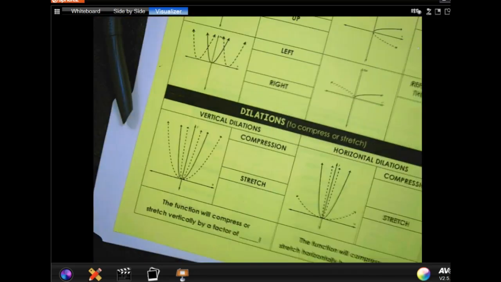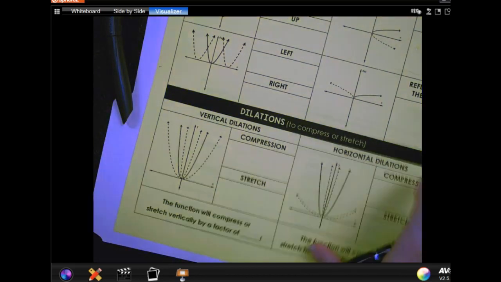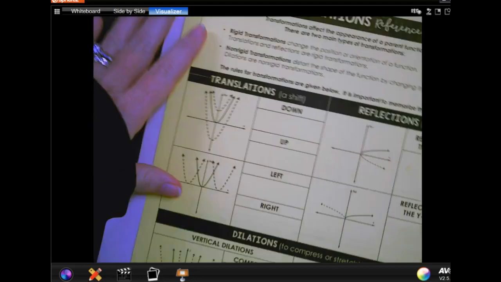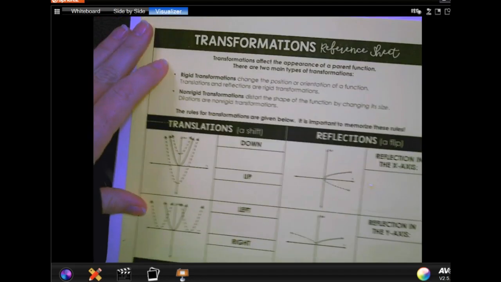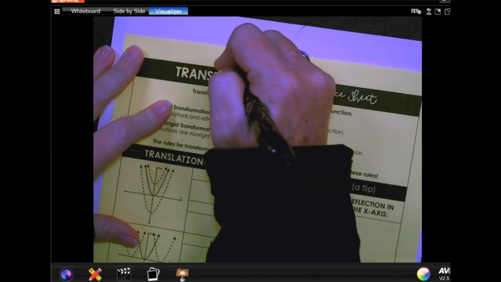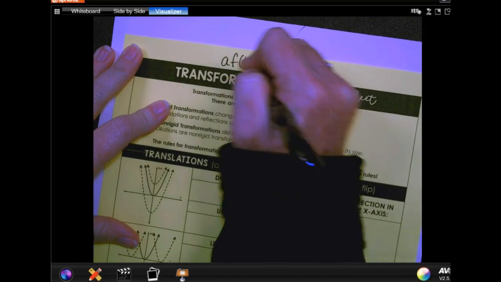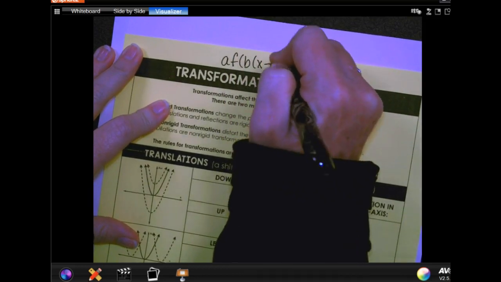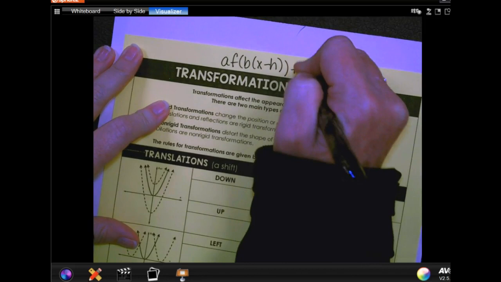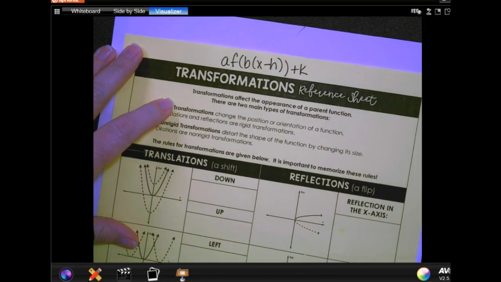So I'm going to start on the yellow paper. We've been talking about the parent functions. The next thing we're going to do is transform, and then we're going to graph. So the general form... that's the general form of all of the transformations.